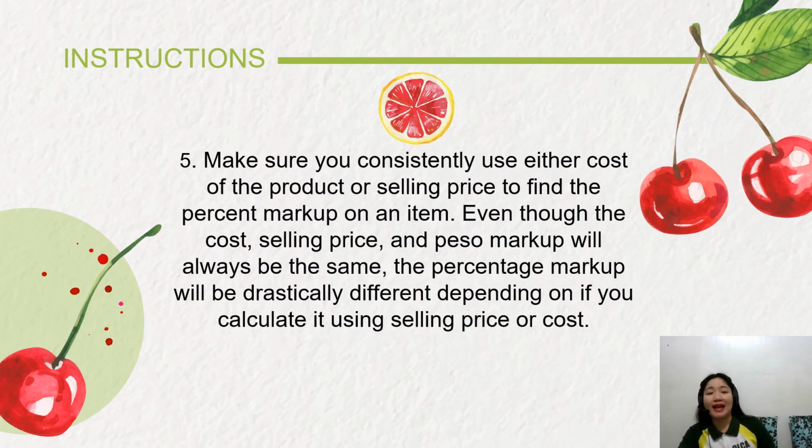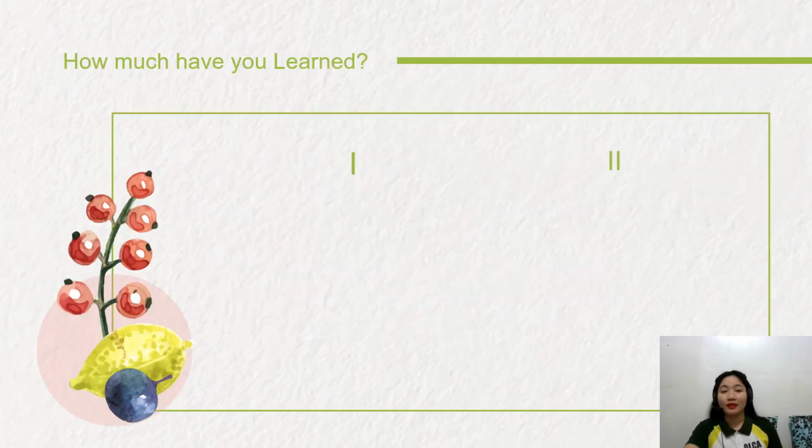Make sure, class, that you consistently use either cost of the product or selling price to find the percent markup of an item. Even though the cost, selling price and peso markup will always be the same, the percentage markup will be drastically different depending on if you calculate it using selling price or cost. Using selling price will give you a lower percentage markup, assuming, class, that you are making a profit. While using cost will give you a higher percentage markup.